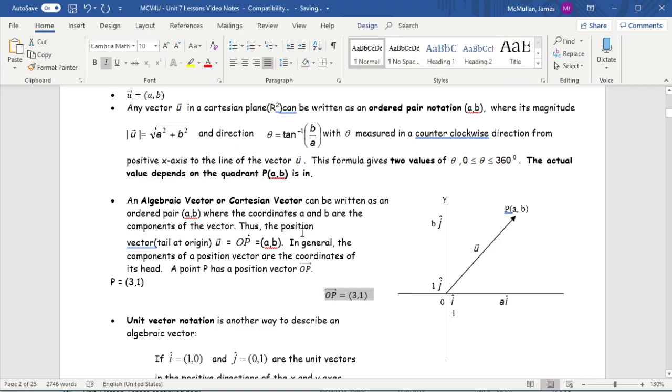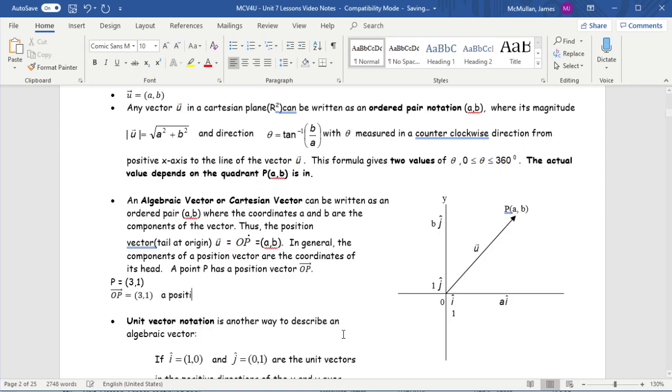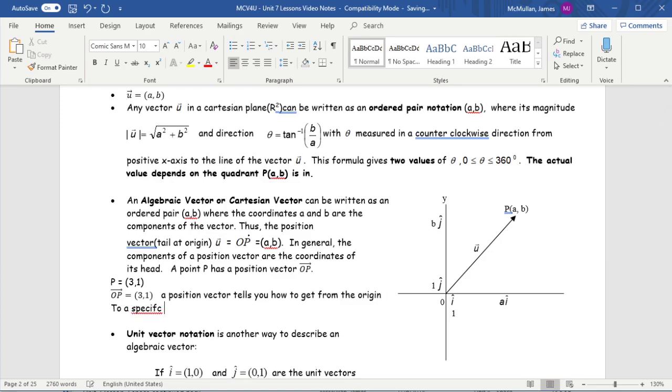But try not to mix these things up. Yes, they're both related, but they're not the same thing. A point is not a vector. A point is a specific place. A vector is a set of instructions for how to move in a certain way. A position vector tells you how to get from the origin to a specific point.